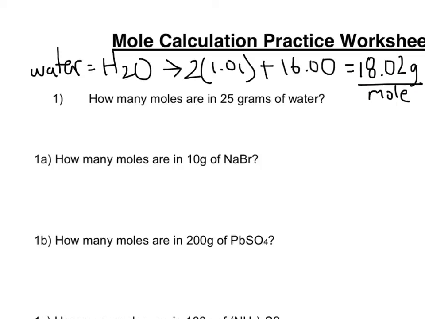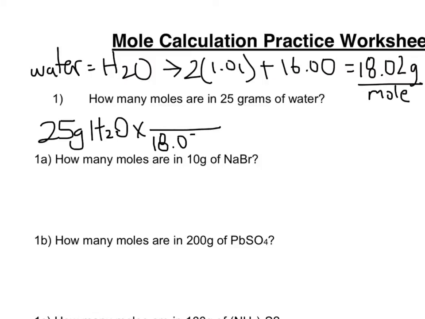Okay. How many moles are in 25 grams of water? So this is our starting information. We write that down. 25 grams of H2O. And what we're doing is we're trying to convert that grams into moles. How many moles? So like we just practiced, we're going to multiply by a conversion factor. And because grams are up here, grams have to go down here. So we know 18.02 grams is equal to 1 mole.